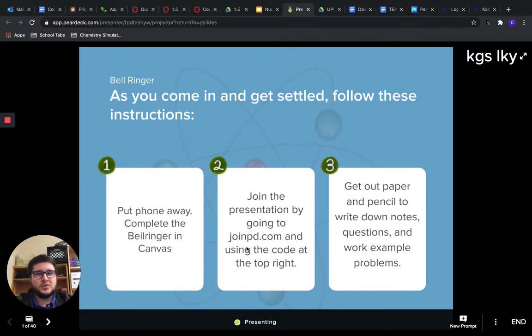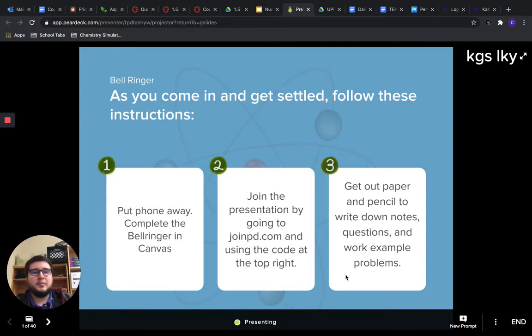And then, of course, the next step, the mandatory step, by going to joinpd.com and using this code up at the top right, go ahead and join this lesson. The code is KGSLKY. So make sure you go to joinpd.com and join the lesson. That's a mandatory step. That way I can monitor your progress, track how you're doing, and give you some feedback as you go along. All right, so there's that.